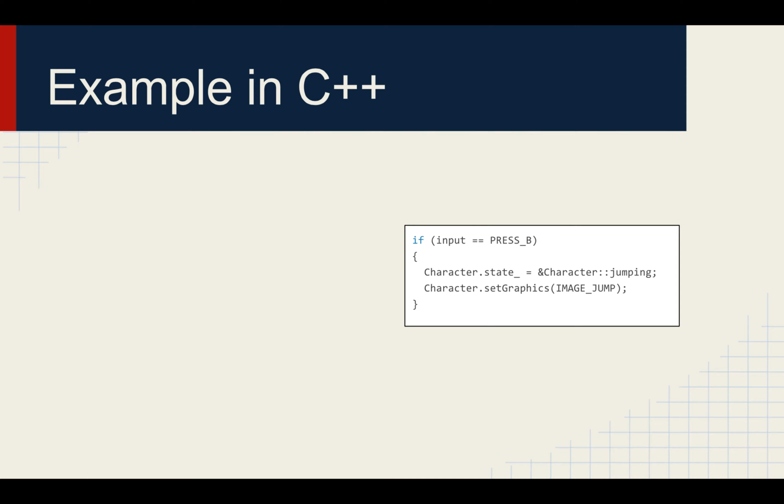This is an example in C++ of how to implement these states. We have a character, and we have an instance of that character, and its state really defines basically what state it is in the finite state machine. So we can check against it later on. In this instance, our character is getting set to jump when we press B. And then it sets the graphics, the sprite.